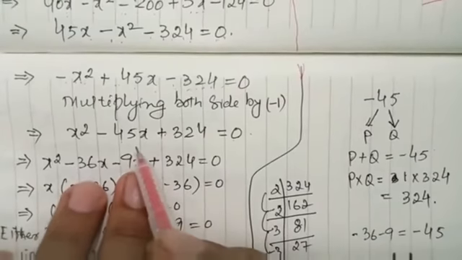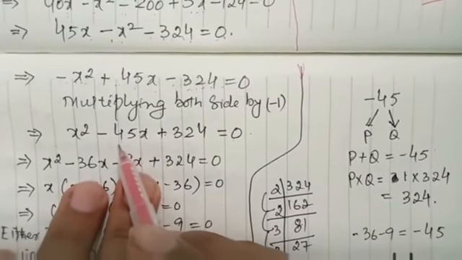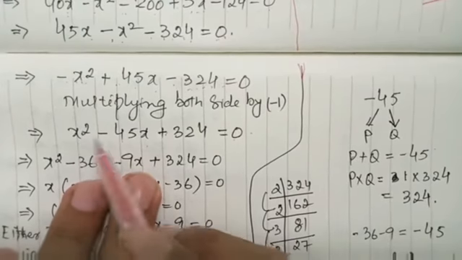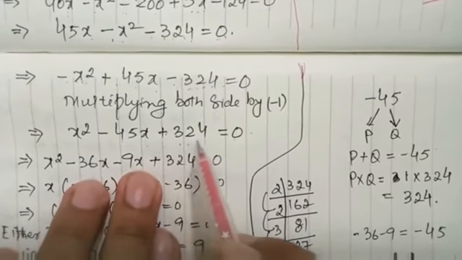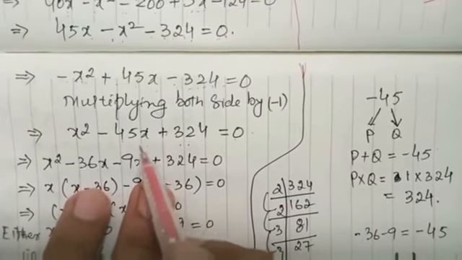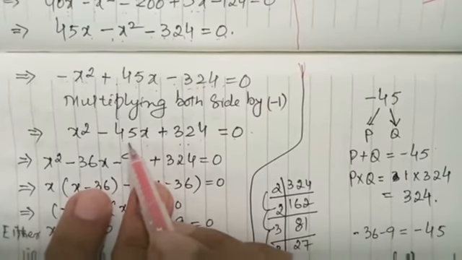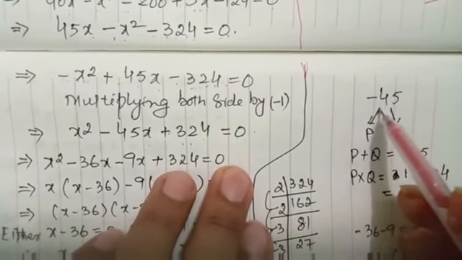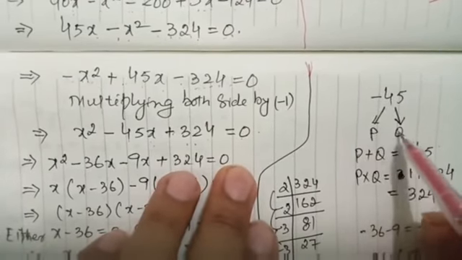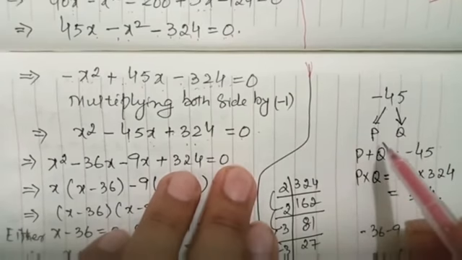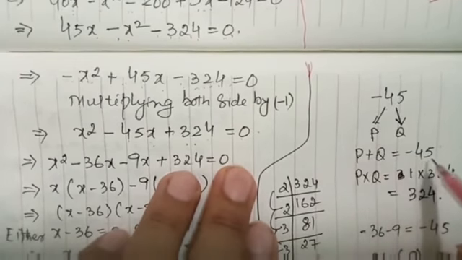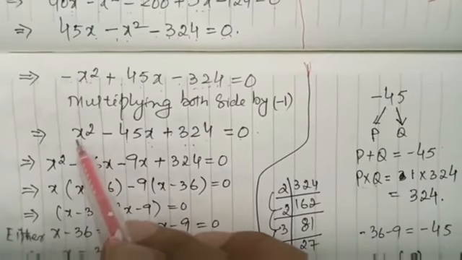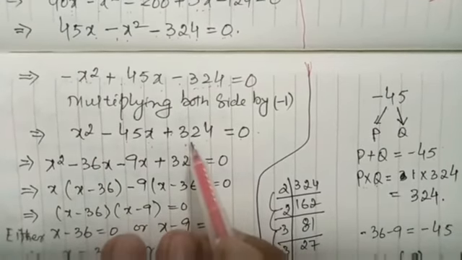See here, the middle term is minus 45X, the first term is X square, and the constant term is 324. So look at the coefficient of the middle term, that's minus 45. I will write here the minus 45, and then I will divide it into two terms, that's p and q, but the sum of these two terms should be minus 45, and the product of these two terms should be the product of the coefficient of X square, that's 1, and this constant term, that's 324.